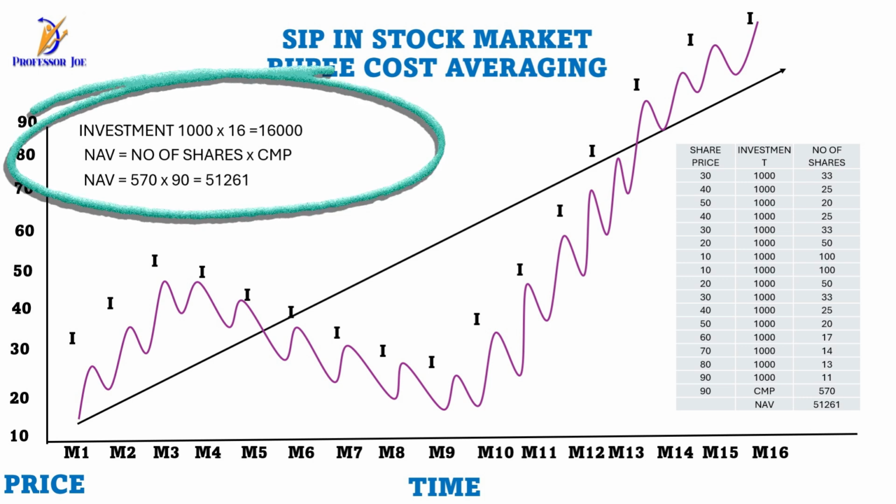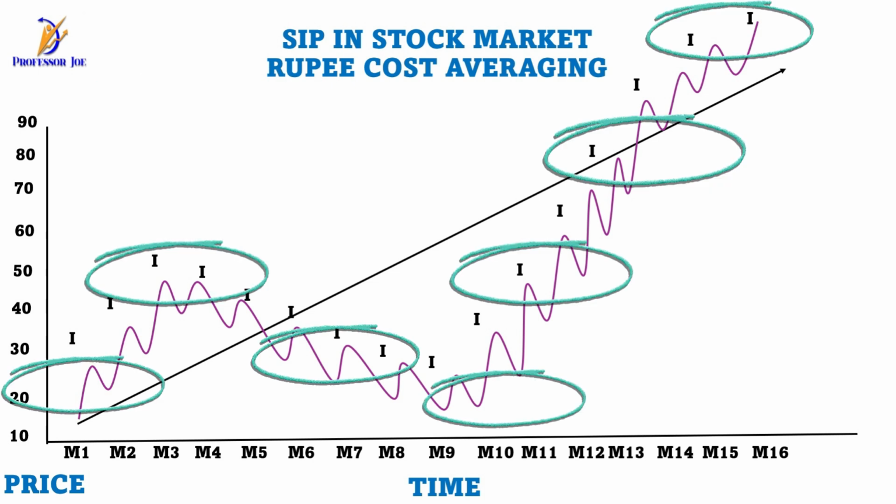So this is how rupee cost averaging works. Every single month on a fixed date, you keep investing a fixed amount. Systematic investment plan, but in a stock.